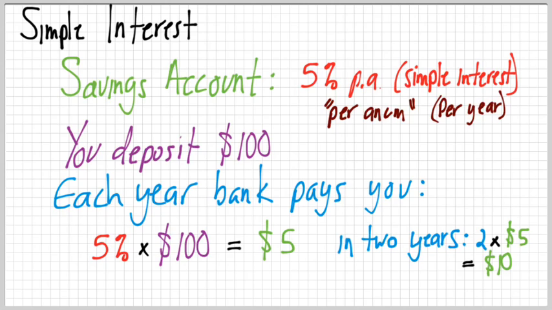So this is simple interest. You get $10. That's your interest after 2 years at 5% simple interest with your $100 in there, assuming you didn't put any more in or anything.